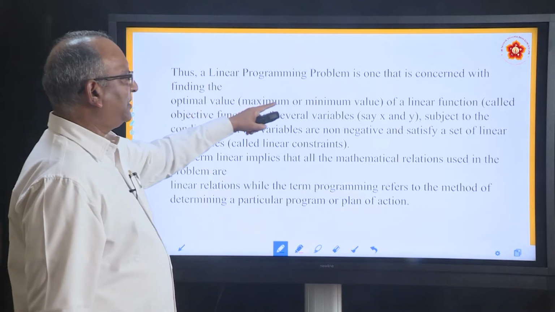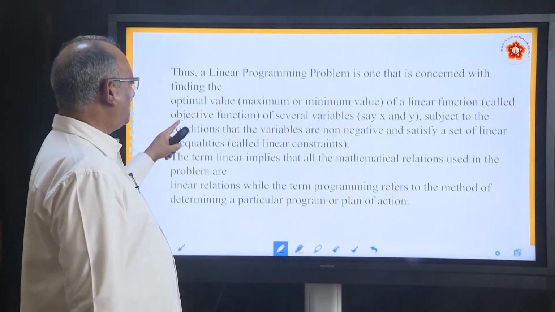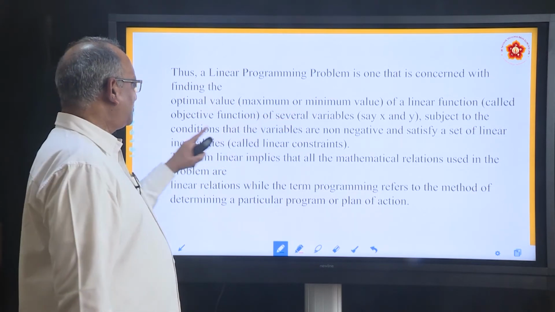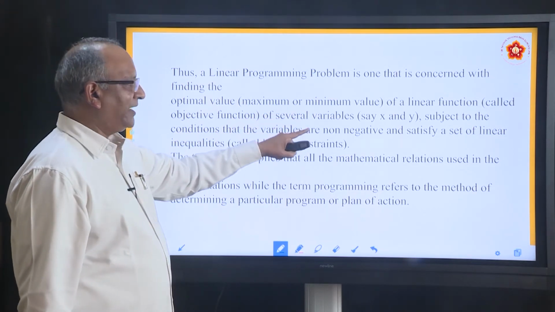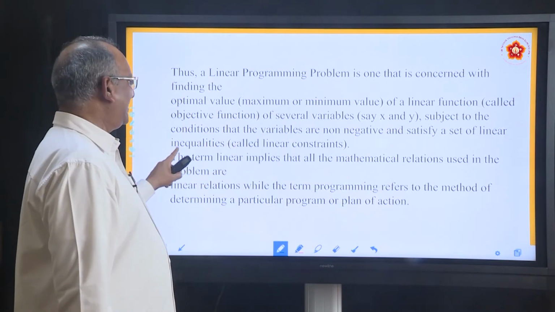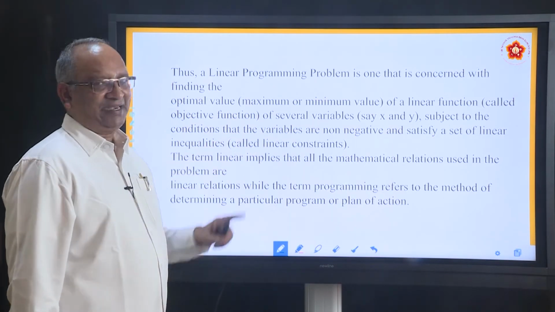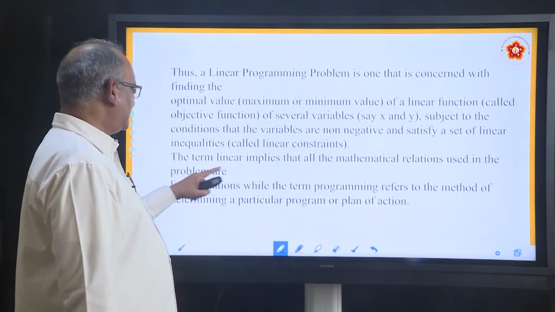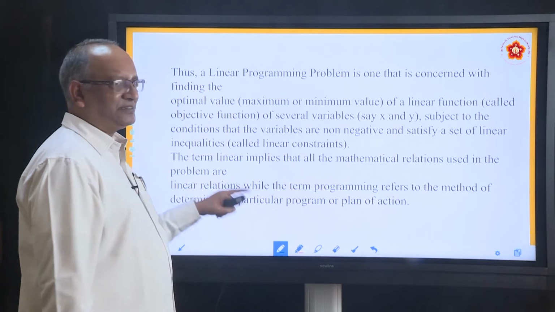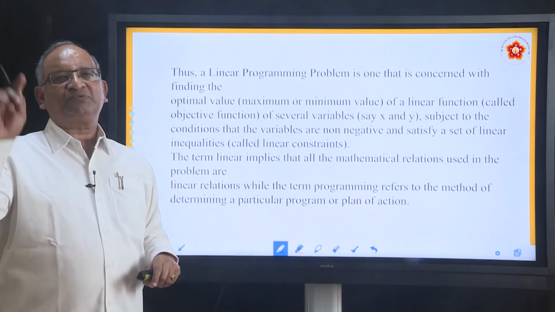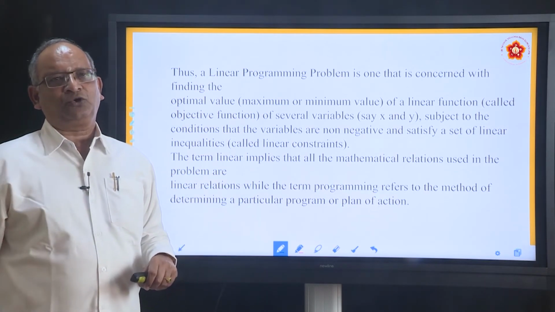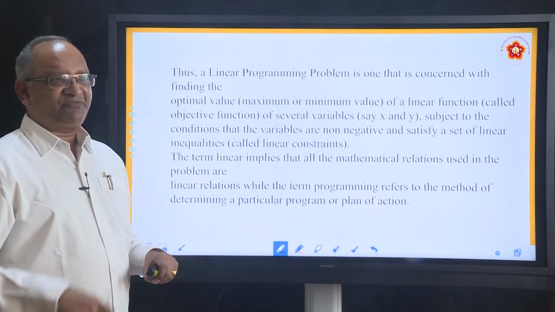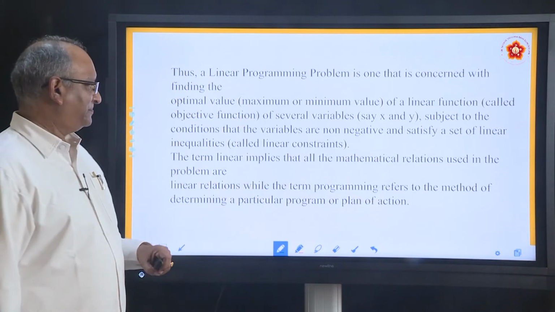Optimal value, maximum or minimum value of a linear function called objective function of several variables, say x and y, subject to the condition that the variables are non-negative, satisfy the set of linear inequalities called linear constraints. The term linear implies that all mathematical relations used in the problem are linear relations. Linear means what? Power is 1. There is no quadratic, there is no cubic, all linear. x to the power 1 and y to the power 1. If there is a third, z to the power 1.